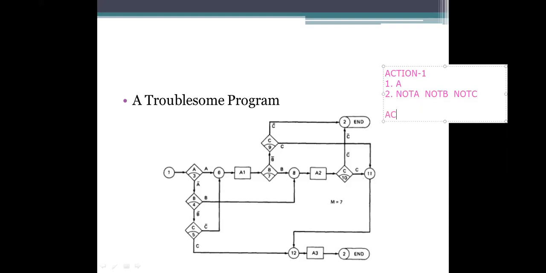Coming to action 2. To execute action 2, we can go through A and B through the 8th node, and then the second one here is A bar, that is not A, with B. We are reaching action 2.